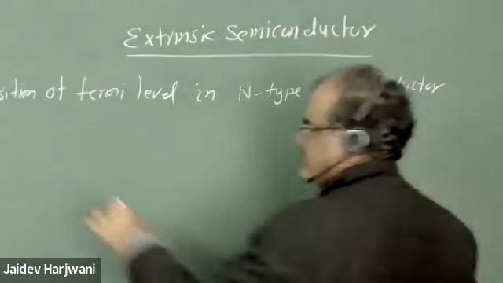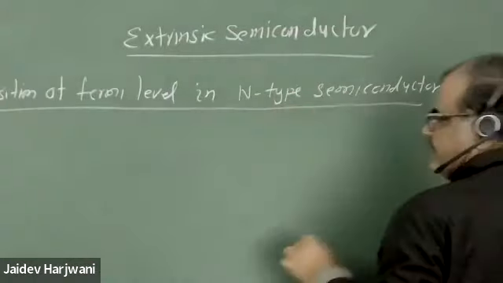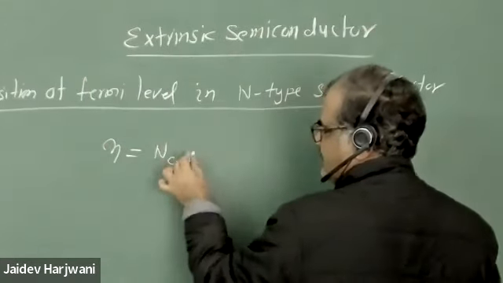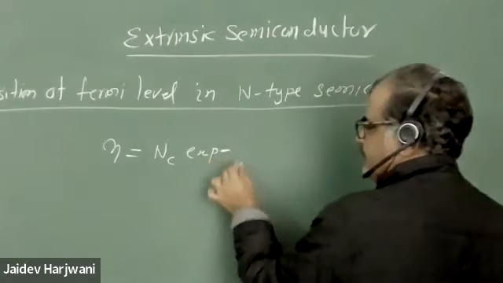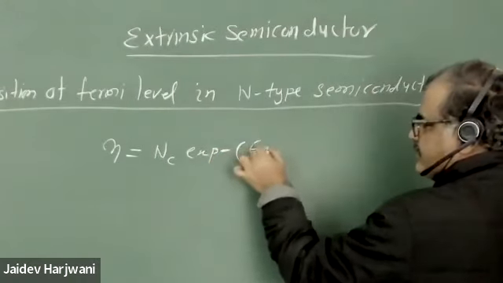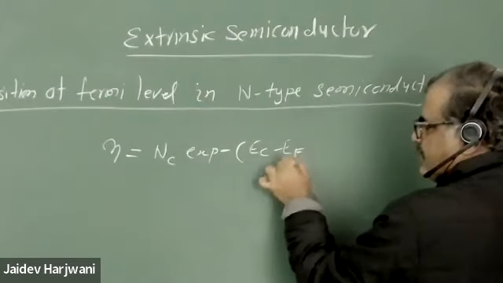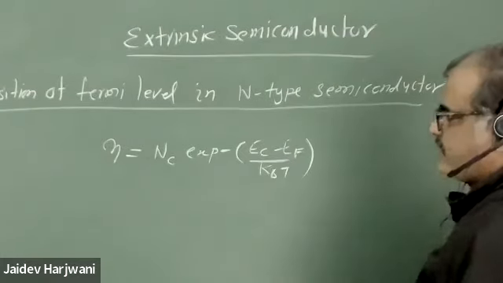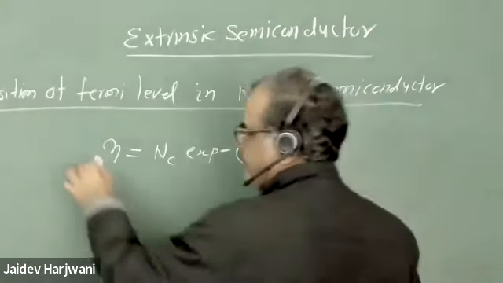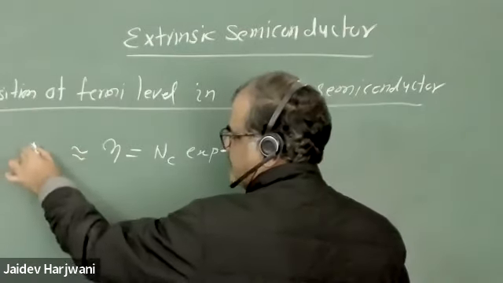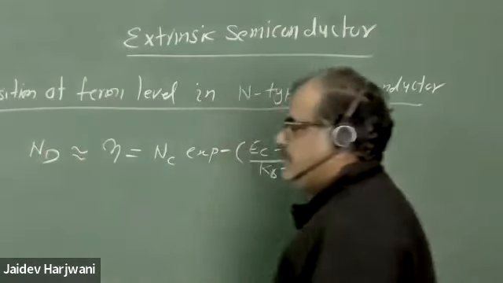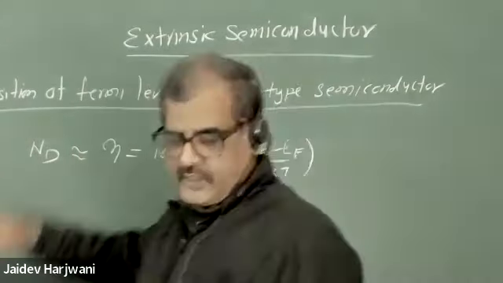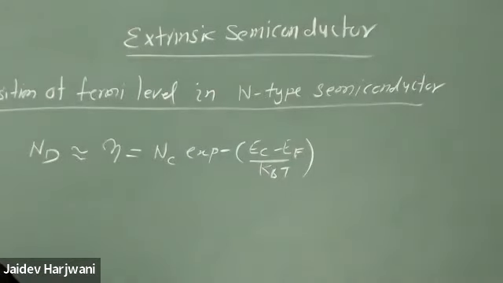Now, if I talk about an n-type semiconductor, I know the concentration of electrons is given by Nc exponential minus (Ec minus Ef) upon kBT. This is the concentration of electrons in the conduction band. Now we have already calculated the approximate concentration of electrons in the conduction band, that is equal to the impurity concentration.